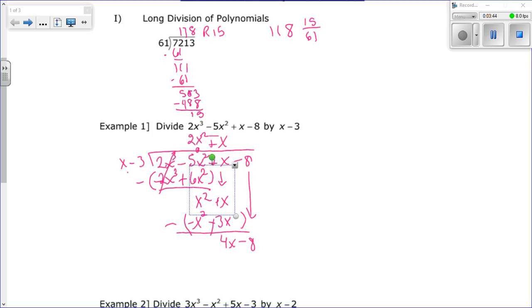What do I multiply x by to get 4x? Well, that is just plus 4. So 4 times x is 4x. 4 times negative 3 is negative 12. And when I go to subtract, everything changes to its opposite. The 4x's cancel out, and I'm left with a remainder of 4. So I would write my answer as 2x squared plus x plus 4 plus a remainder of 4, and I was dividing by x minus 3. So really the only thing different is now your remainder becomes a fraction in your answer.